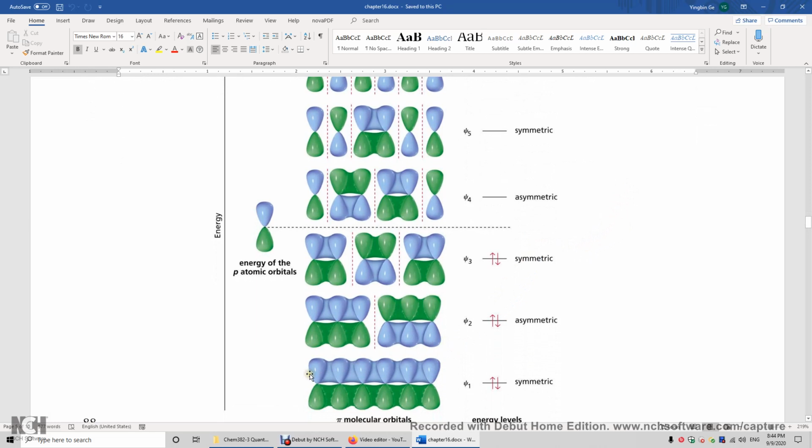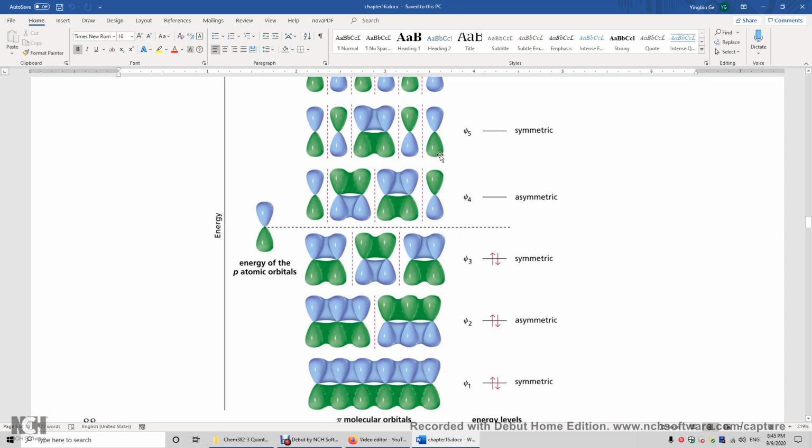Each carbon contributes 1 2p orbital and 1 2p electron. So from the 6 AOs, we can make 6 MOs. All 6 MOs are pi-type MOs. If we look at this one, there are 0 nodes, 1 node, 2 nodes, 3 nodes, 4 nodes, 5 nodes. As the number of nodes increases, the energy of the MO increases.